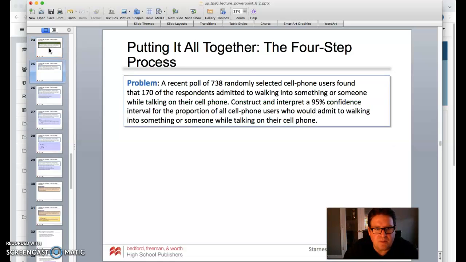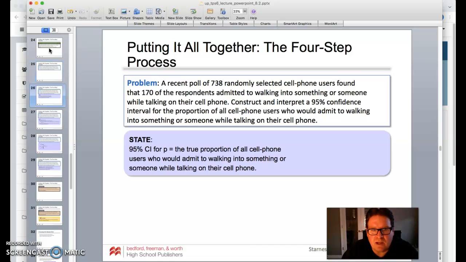All right, so here we go. A recent poll of 738 randomly selected cell phone users found that 170 of those respondents admitted to walking into something or someone while talking on their cell phone. Construct and interpret a 95% confidence interval for the proportion of all cell phone users who would admit to walking into something or someone while talking on their cell phone. All right, so state: we're going to do a 95% confidence interval for p, which is the true proportion of all cell phone users who would admit to walking into something or someone while talking on their cell phone.